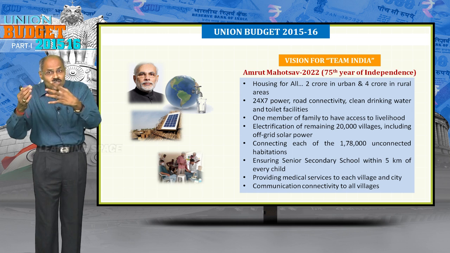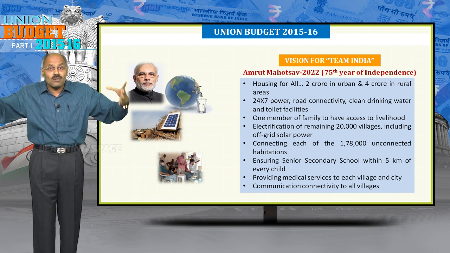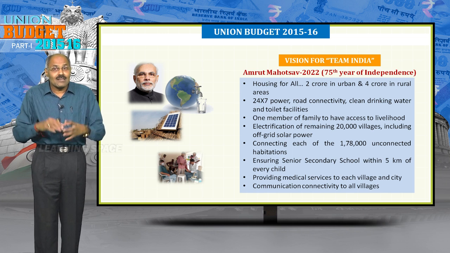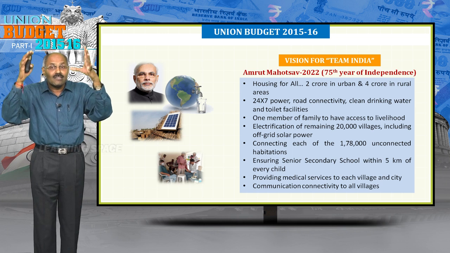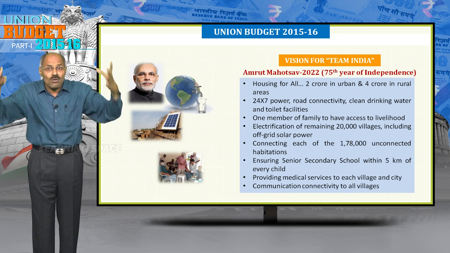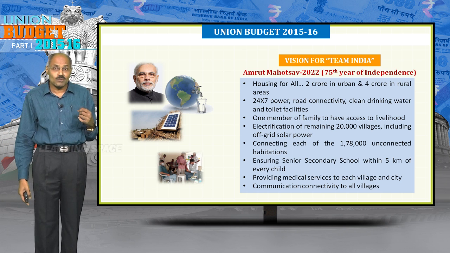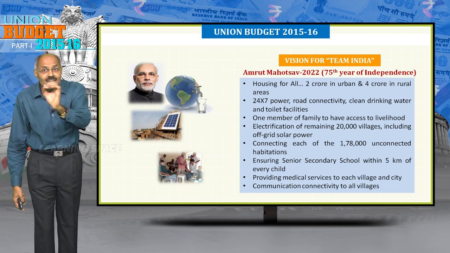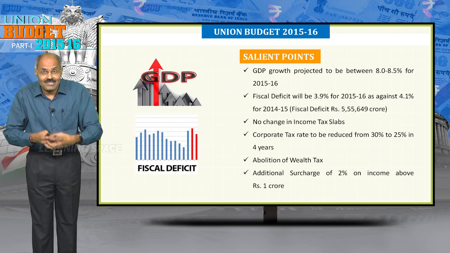So in the Prime Minister's words, by 2022 we should celebrate Amrit Mahotsav, and the center and the state should work as a team India. So this is the main, broader goal of the government, to celebrate Amrit Mahotsav by 2022. So having learned these things, let us look into salient features of the budget.